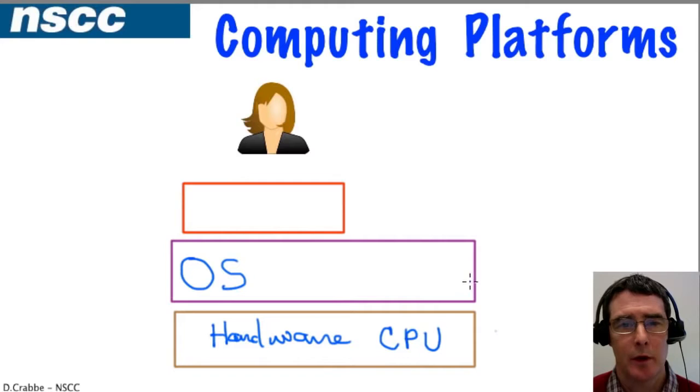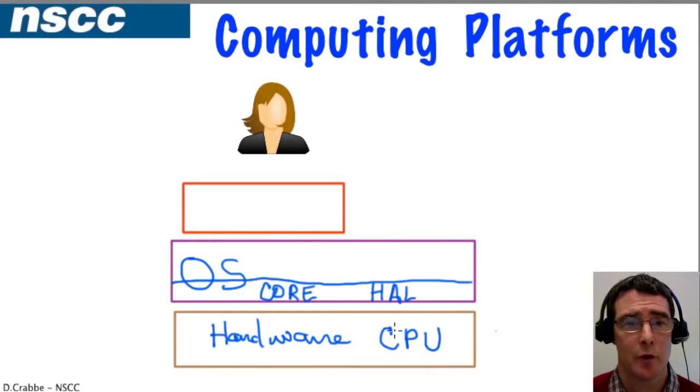Now, sometimes the OS you can think of as having a couple layers, and the bottom layer is sort of the core OS service, sometimes called the kernel. Sometimes it's also called the hardware abstraction layer, or HAL. It's that part of the operating system that communicates directly with the hardware, whether it be the CPU or the video card and so on. And the remaining part of the operating system services sit on top of this.